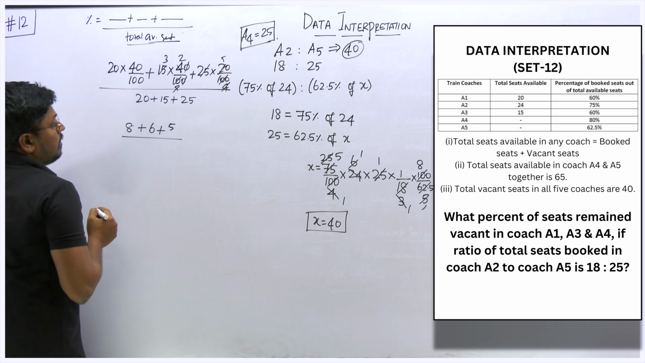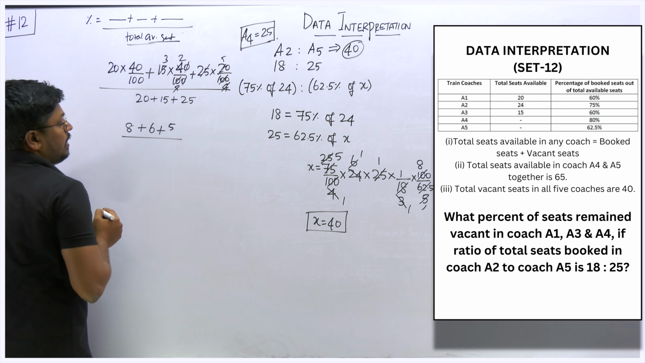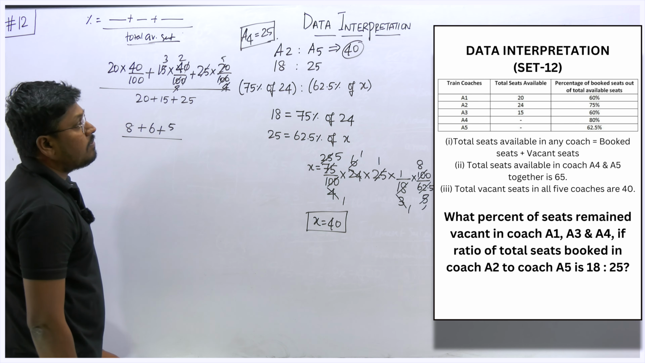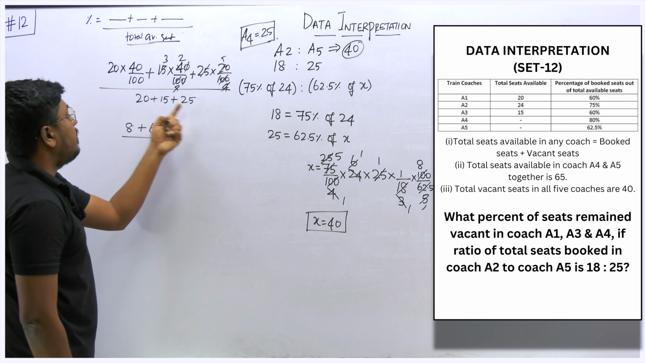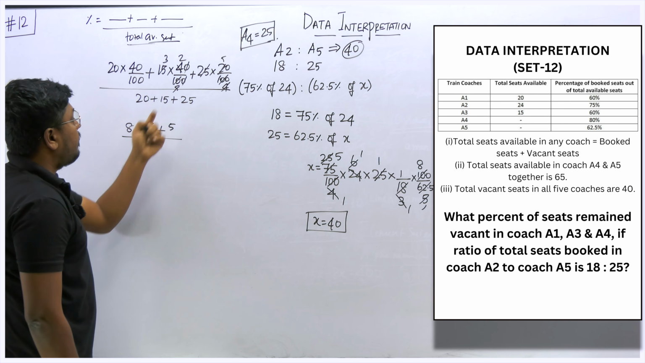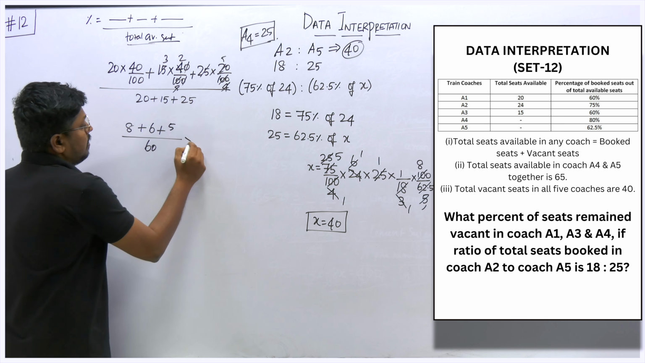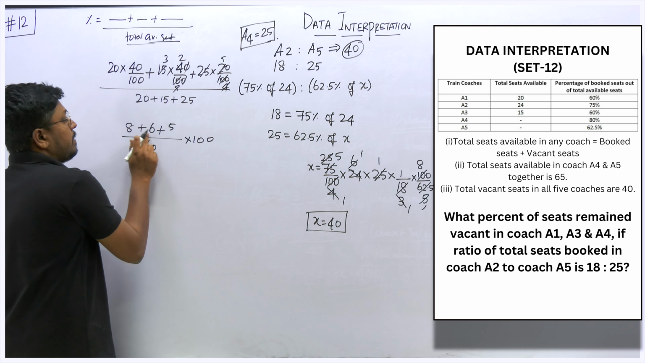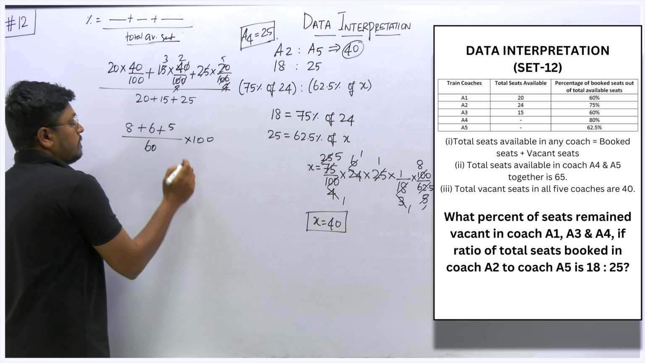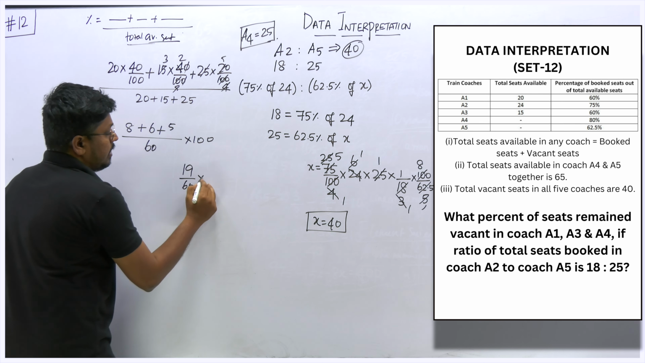So divided by 25, 40, 40 plus 5 will be the total number of seats, right? So the total number of available seats. Okay, so 20, 45, 55, 60. So into 100, 8 plus 6 will be 14. Then 19 by 60 into 100.